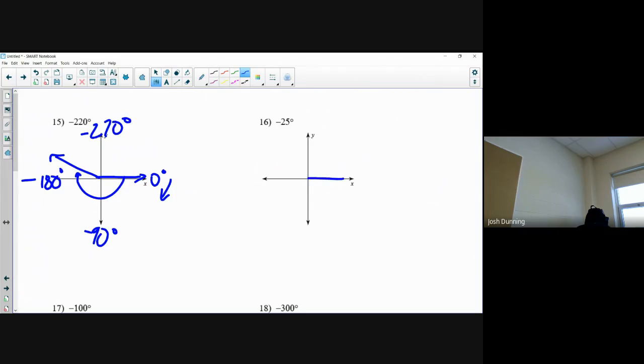I'm going to remember my initial this time. There we go. Oh, negative again. There's negative 90. I don't need much more than that. Negative 25 would be somewhere in there. Like I said, these don't have to be perfect. Basically, it's just, do you know what quadrant you're landing in? And you know which way you rotate.